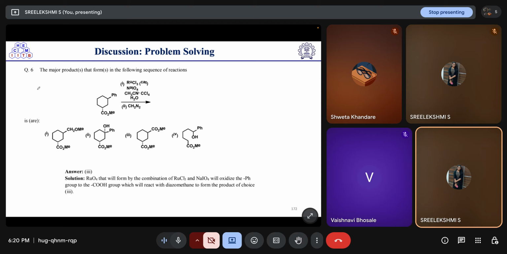So here, as we know, ruthenium tetroxide will form by the combination of ruthenium chloride and NaIO4. As we said earlier, this phenyl ring is having double bonds, so that will be cleaved under this condition, and we are using acetonitrile also, so we will be getting the corresponding carboxylic acid over this position. Then the carboxylic acid will react with this diazomethane to form this compound. So this is used for the esterification reaction. Carboxylic acid will be converted into the corresponding methyl ester using diazomethane. So the correct answer would be option 3.